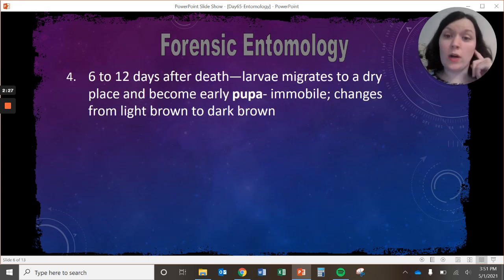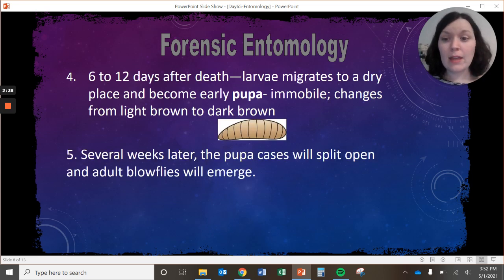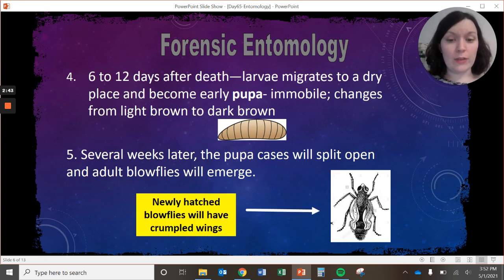Okay, then 6 to 12 days after death, those larvae migrate to a dry place and become early pupa, which will be immobile, and they change from light brown to a darker brown. And then several weeks later, those pupa cases will split open and adult blowflies will emerge.